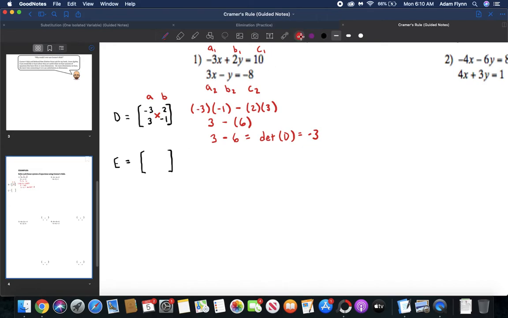Similarly, if you're having trouble remembering which goes in which column, I've got C in the first column and B in the second column. People like to think ECB, that doesn't form a word, but ECBA, it's kind of a funny word. People tend to remember that. So for my C's, I've got 10 and negative 8.